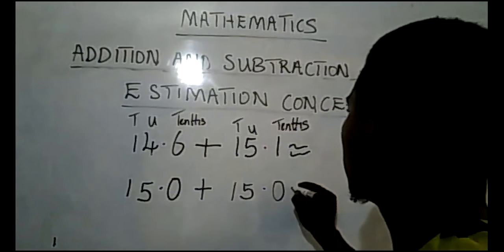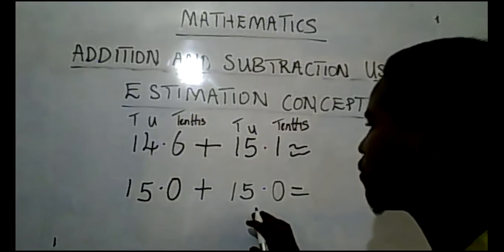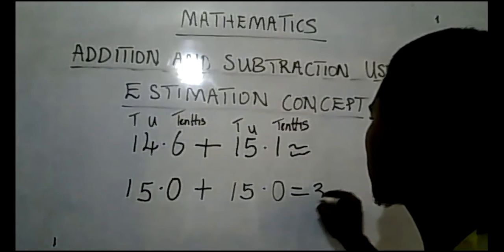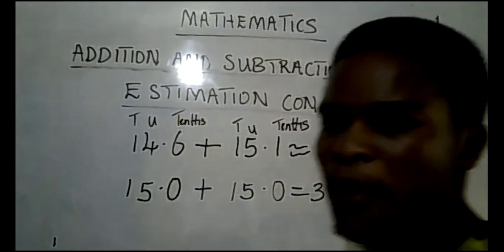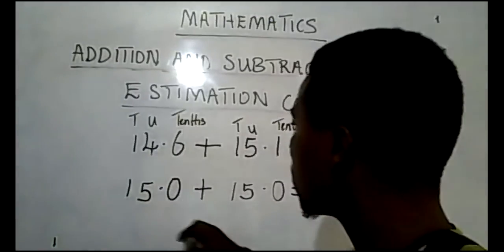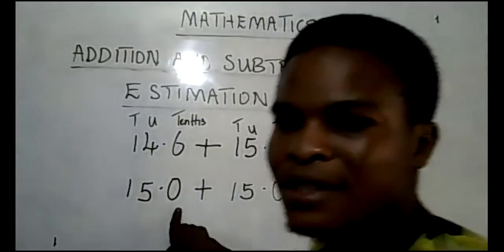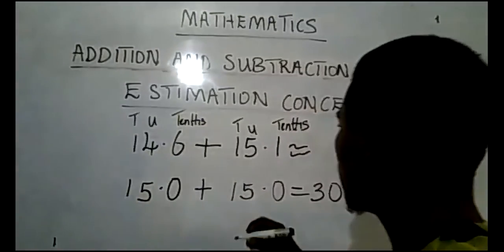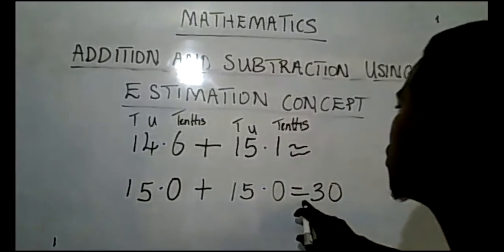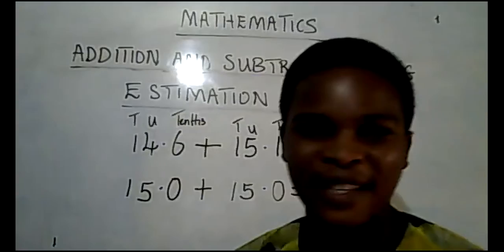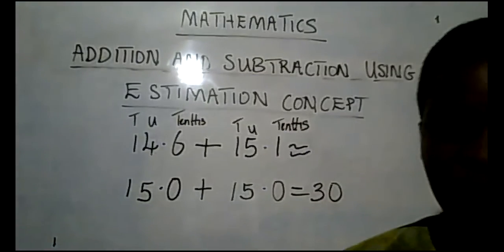Good. Now, 15.0 plus 15.0 will give us 30. Are we getting that? You see that you say 0.0, or you might remove the 0 because it's still the same thing, because 0 is insignificant. Is that taken out? Good. Now, we are having 15 plus 15, which is equal to 30. Is that clear? Hope you're getting what we're doing here.